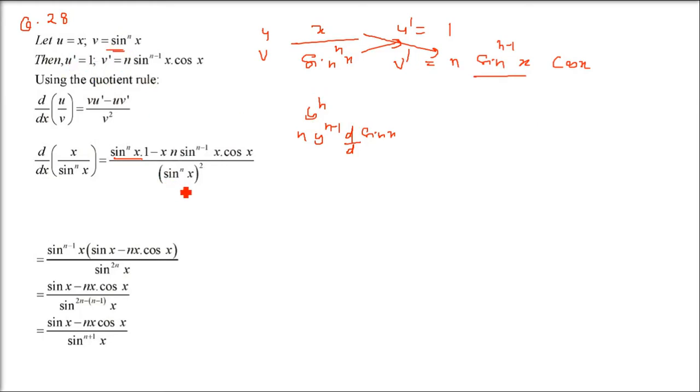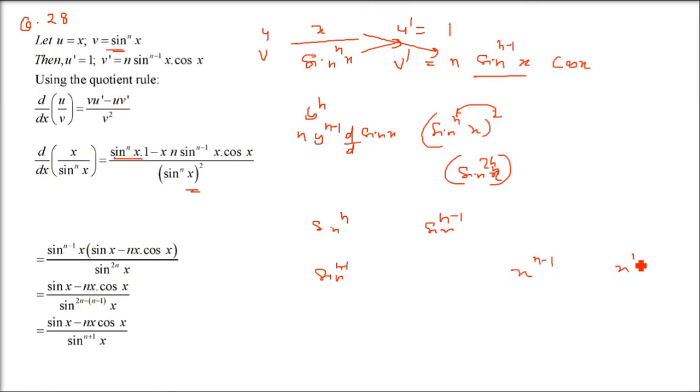So in division you have (sin^n x) whole square. This is v square, basically its power 2, so this will be sin^(2n) x. So the denominator you have sin^(2n) x. And what about the numerator? As I said earlier also, always take the lesser power outside. If you have sin^n x and sin^(n-1) x, you always take the smaller power. So sin^(n-1) x you are going to take common.